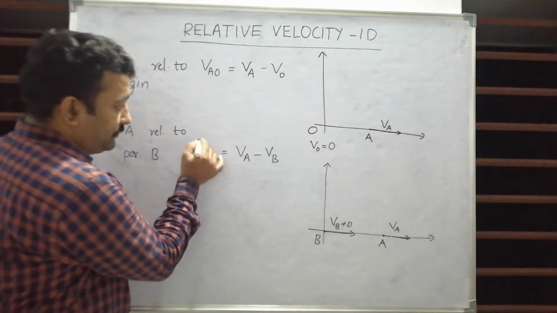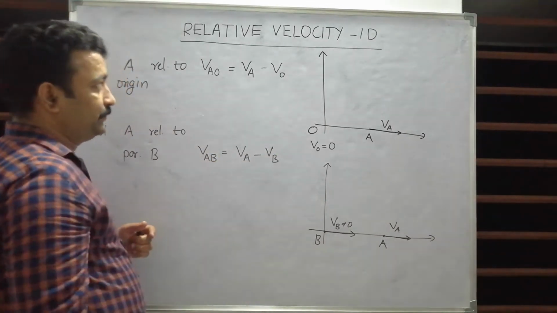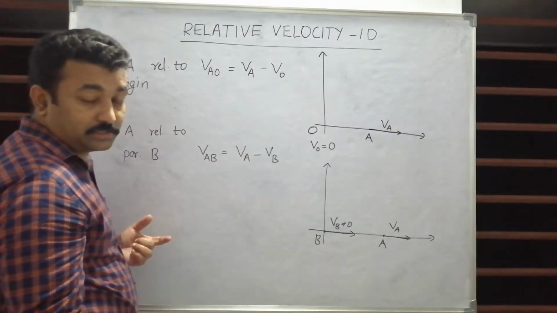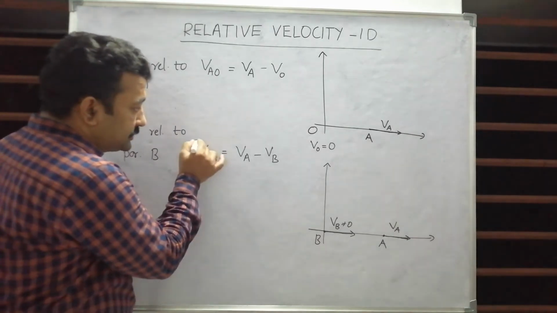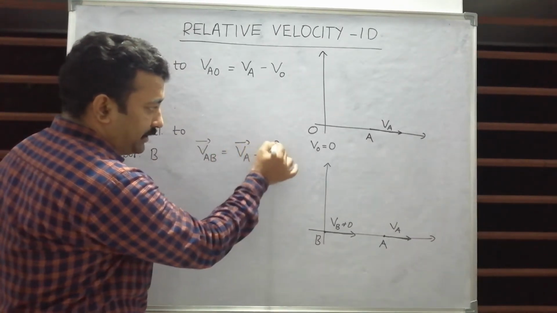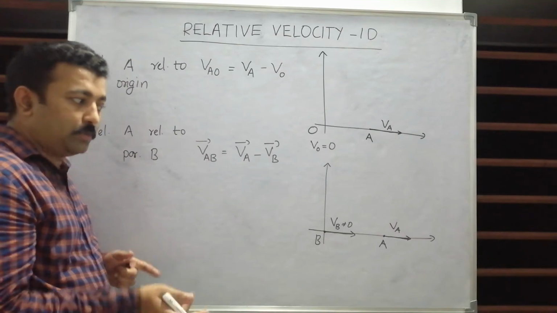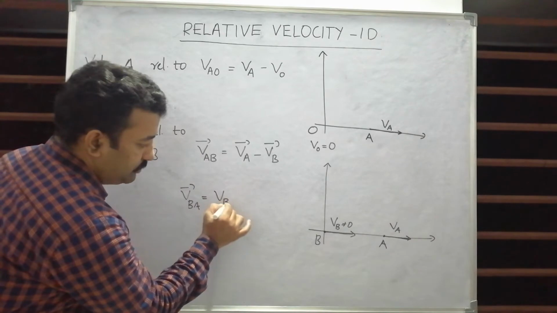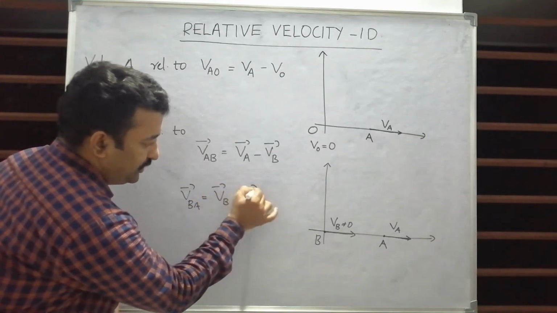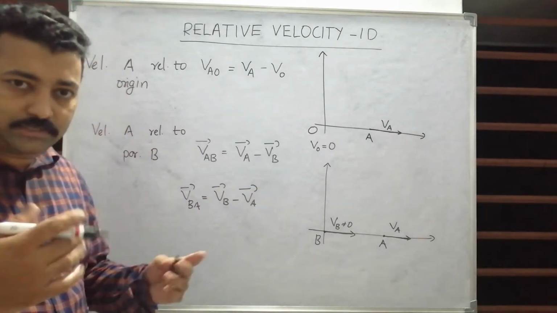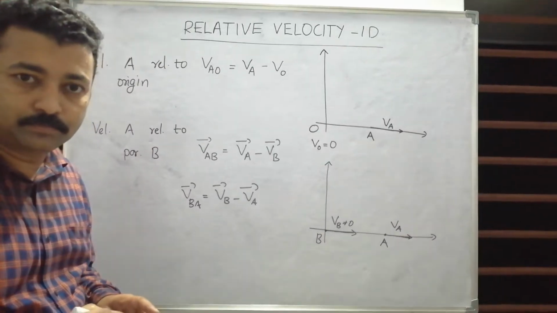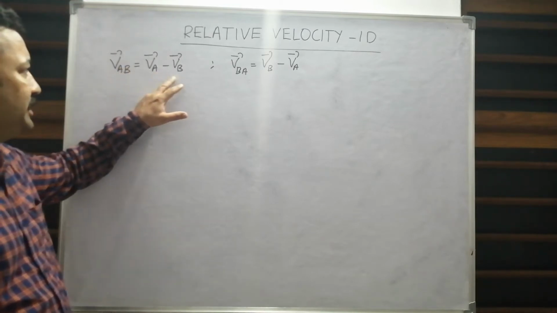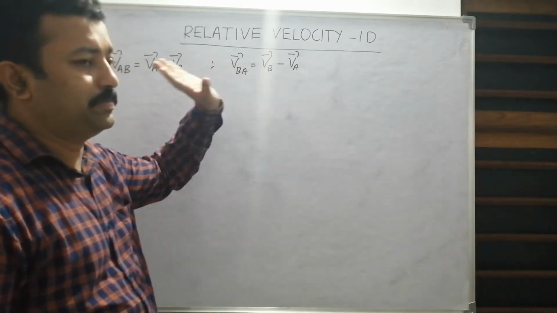So what is the velocity of A with respect to B? That is VA minus VB. Velocity of A with respect to origin is VA minus VO. Is the simple concept clear to you? Okay. These are vector quantities, so I can write it in this manner. What about the velocity of B with respect to A? That also will be equal to VB minus VA. This is easy for you to grasp. So here we have the expression for the relative velocity of A with respect to B as VA minus VB and VB with respect to A as VB minus VA.